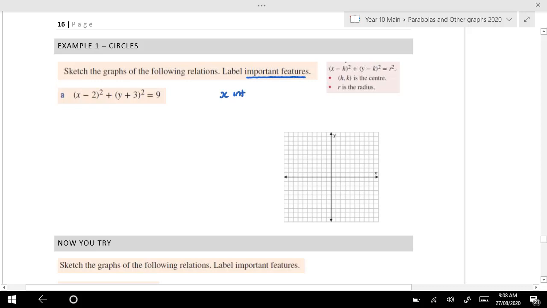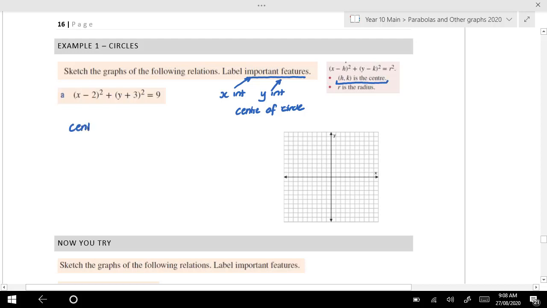So what are we talking about? Well, we don't have asymptotes on a circle. We've got x-intercepts and y-intercepts. They're the important features that we need, and also, I guess, the center of the circle, which we can get straight from the equation. So first of all, let's work out what the center of the circle is. That's always a good point to start when doing these.